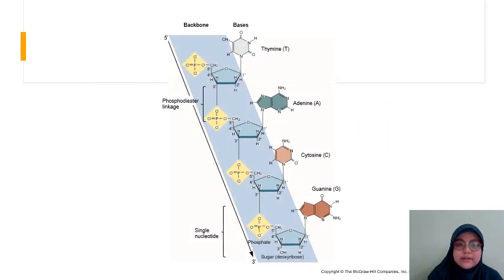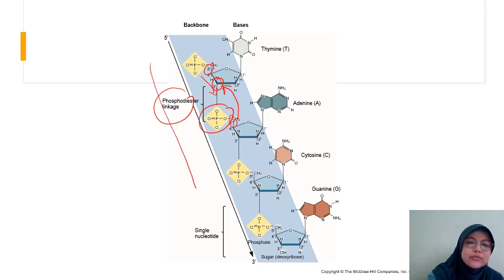In a DNA strand, nucleotides are covalently linked together by phosphodiester linkage. The phosphate connects the fifth carbon of one nucleotide to the third carbon of the next nucleotide. So you see 5, 3. There's a directionality to the DNA strand.